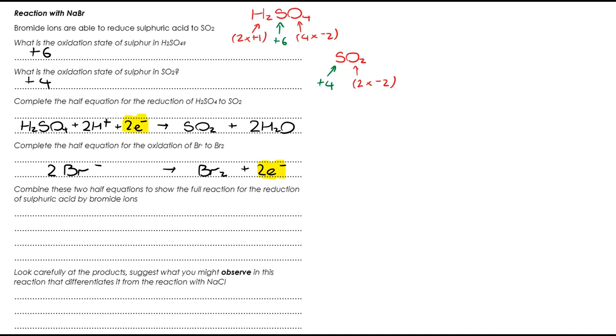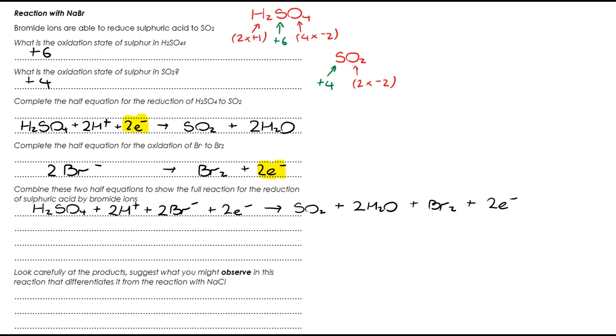Now once we've built the half equations, we can combine them. And I'm going to combine them by following the rules. And again, the rules are available on the redox videos that are also available to you in more detail. But I've got 2 electrons on the left and 2 electrons on the right. So I then combine everything on the left and everything on the right to give me the full equation. I'm then looking for spectators, things that appear on both sides that have no overall part to play.